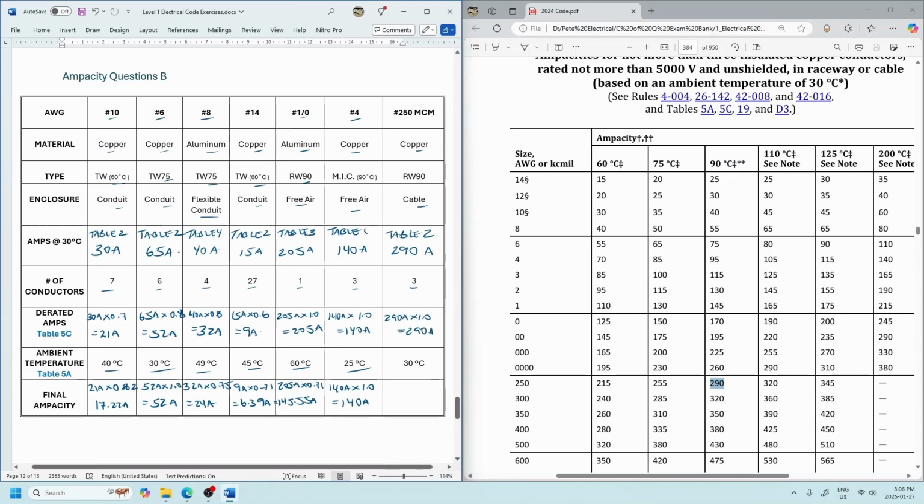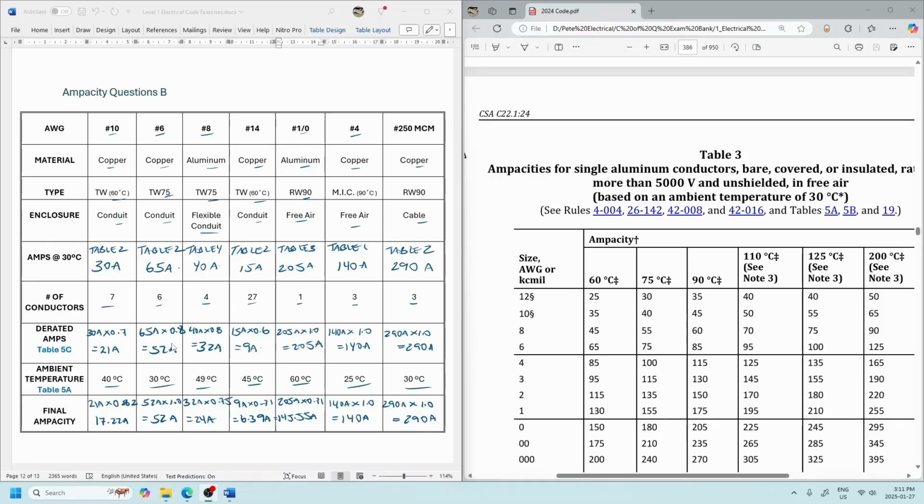And looks like we're finishing off with an easy one. We're at 30 degrees or below, so the 290 can then remain at 100%. And so the 250 kcmil or MCM copper conductors, RW90, that are in a cable with 3 conductors in that cable are good for a maximum ampacity of 290 amps.